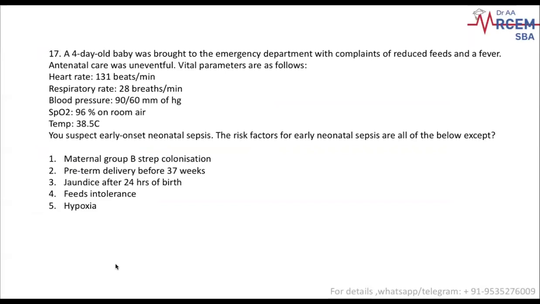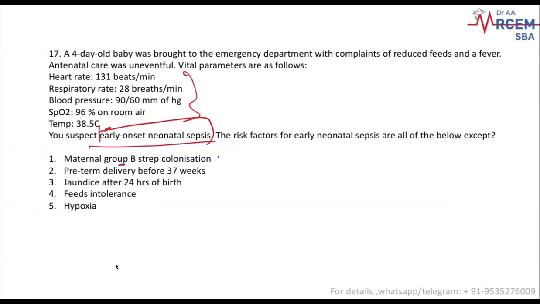A 4 days old baby was brought to the ED with complaints of reduced feeding and fever. Antenatal care was uneventful. Vital parameters are given here, and the kid is febrile. You are suspecting an early onset neonatal sepsis. The risk factors for early onset neonatal sepsis are all below except, they are asking.